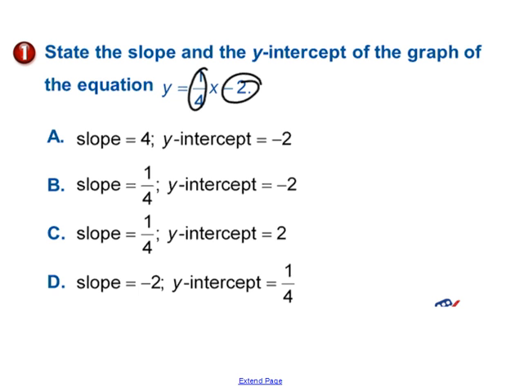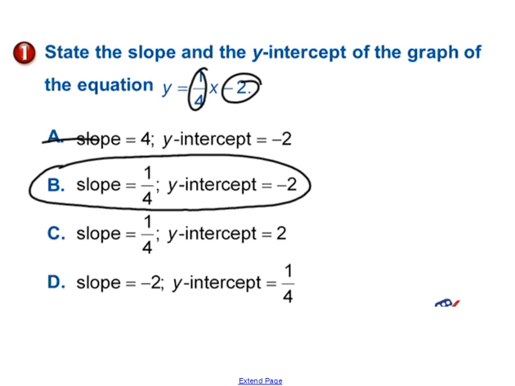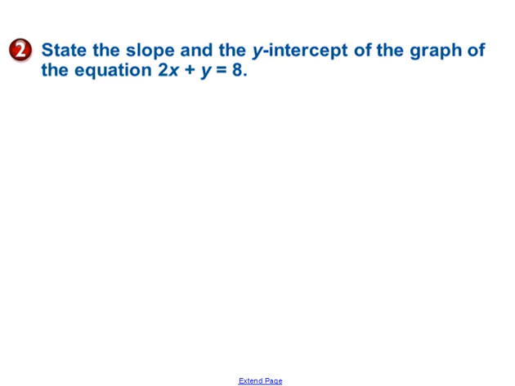If I look down the list, it can't be A. It does look like it's going to be B. It cannot be C because this should be negative, and these are inverted. It is letter B. So the slope is 1/4 and the y-intercept is -2.